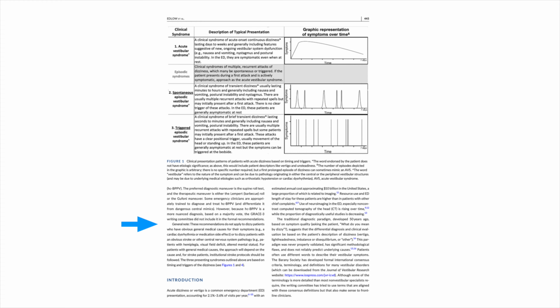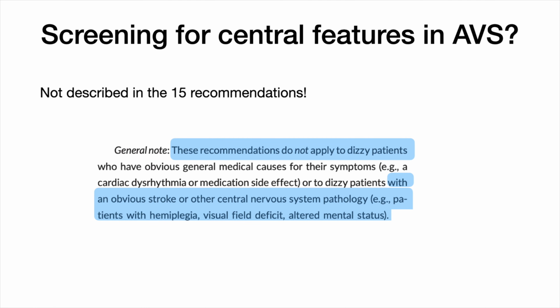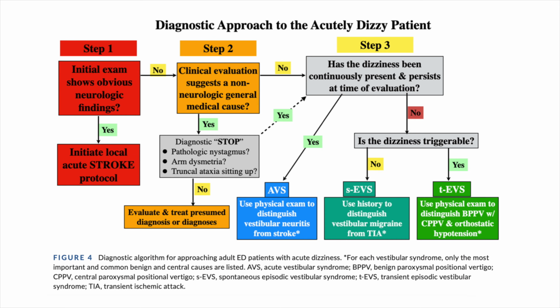There is a short statement inconspicuously placed on page 4, indicated by the blue arrow. Here it is blown up. A few words saying that patients with obvious stroke symptoms like hemiplegia or visual field defects or altered mental status are not the patients we should be applying HINTS to. But I don't think patients with these overt symptoms are the dizzy strokes that are being missed. It's the ones with more subtle symptoms like the central features I just told you about. So unfortunately, the GRACE 3 recommendations make no clear statement about looking for central features in these patients at high risk for a dizzy stroke. Does the accompanying diagnostic algorithm on page 12 of the GRACE 3 document help clear it up?